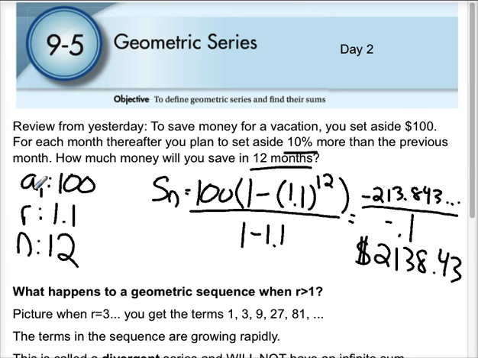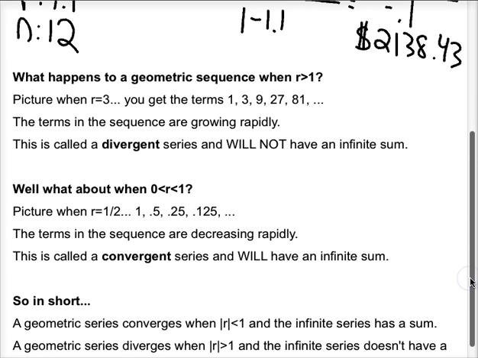Now, today we are going to talk about something called divergent and convergent. So I want you to picture when your rate is 3. So each term, you're multiplying by 3. So each term is getting bigger and bigger and bigger. It is growing. So imagine growing forever and then adding all of that up. Well, the problem is it is never going to settle on a number. An infinite version of that series will not have a sum. So we say that is divergent. And divergent will not have an infinite sum.